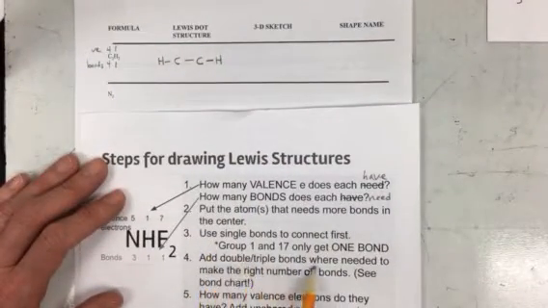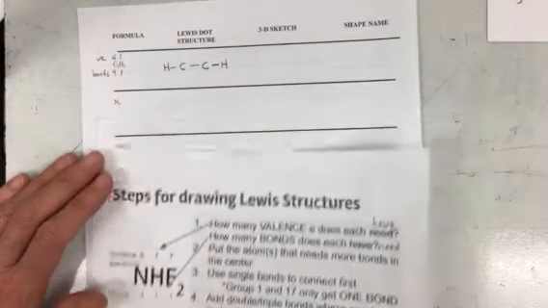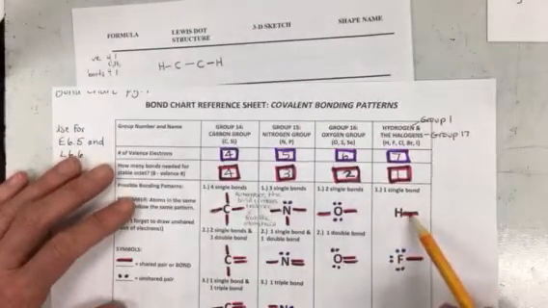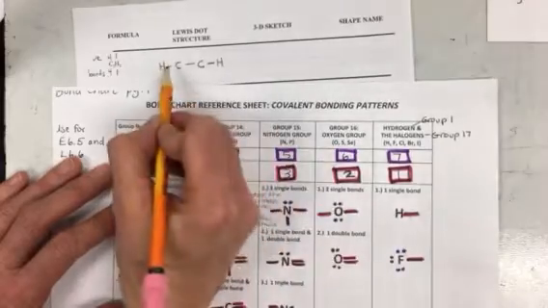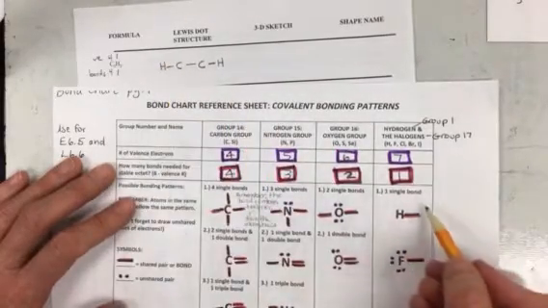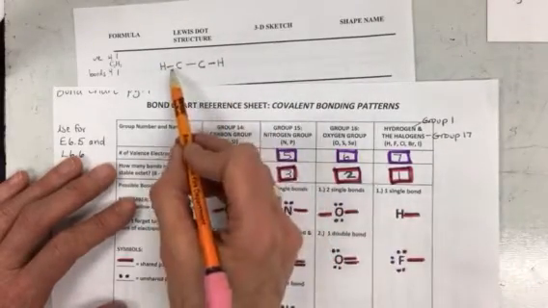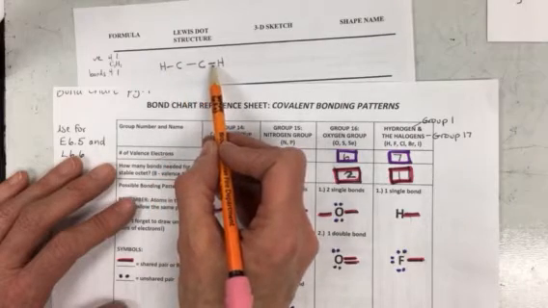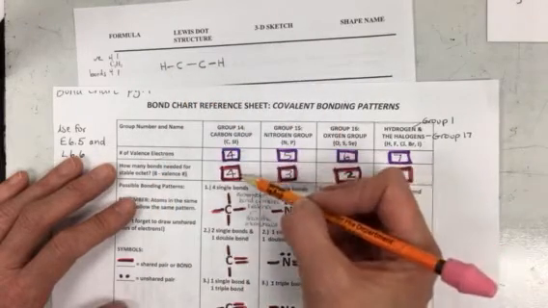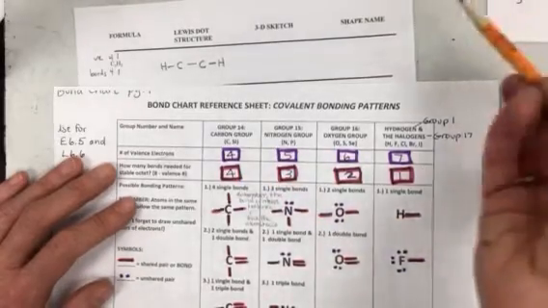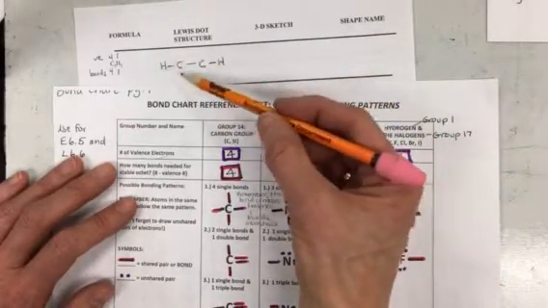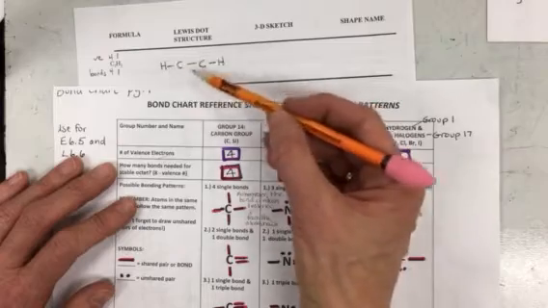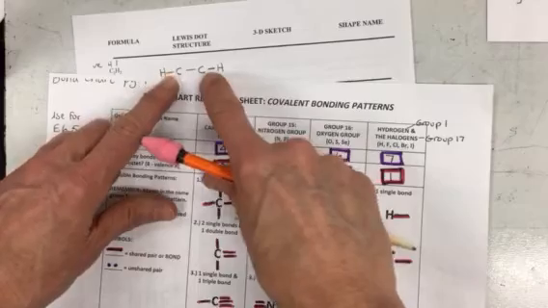All right, the next step. Add double or triple bonds where needed to make the right number of bonds. See the bond chart. So the bond chart tells me that hydrogen is good. It has what it needs, because this hydrogen has 1 bond on it, and that's all it needs. So I cannot add any bonds here, and I can't here either. But carbon needs 4 bonds. So you have to kind of puzzle it out and say, well, how am I going to get 4 bonds for this carbon and 4 bonds for this carbon if I can't add any out here?